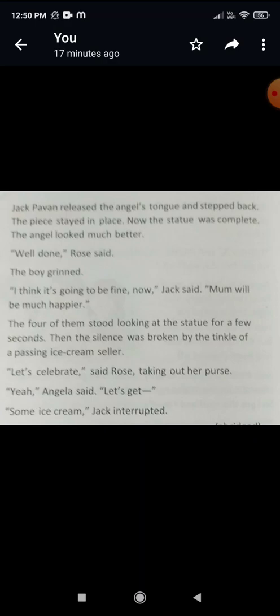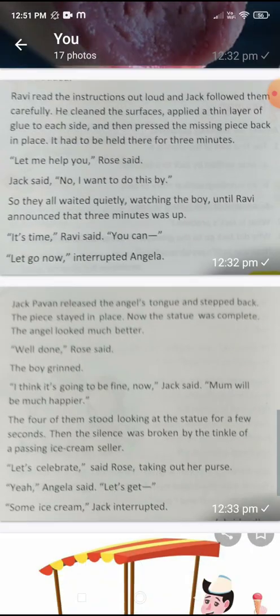When the four of them stood there looking at the statue, that is the complete statue of an angel, how did they feel? They were all very happy. They stood there for a few seconds. Then the silence was broken. How? They heard the tinkle of a passing ice cream seller. Then they said, come on, let's celebrate, said Rose, taking out her purse. Yay, Angela said. Let's get some ice cream now. Jack interrupted. That is, he said, stop, and said, let's eat an ice cream.